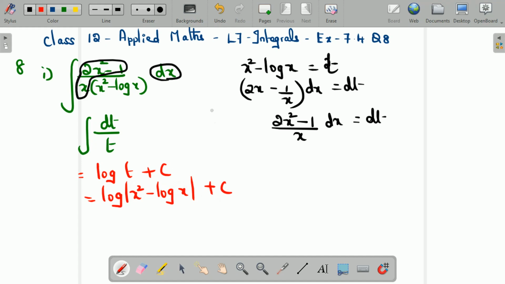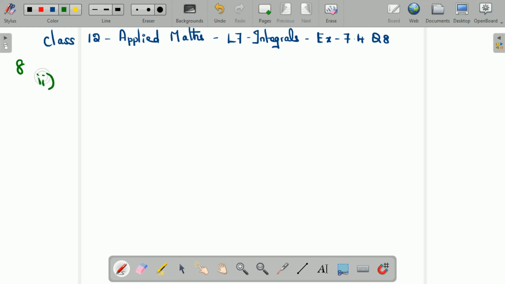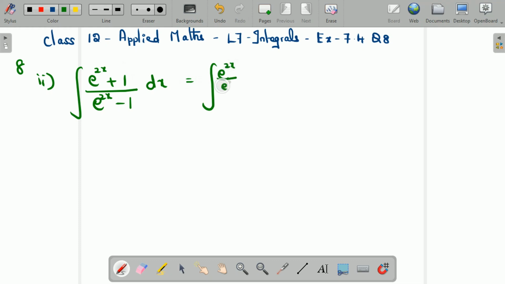Now let's take up the second subdivision. In the second subdivision, it is integral of (e power 2x plus 1) divided by (e power 2x minus 1) dx. Before applying integration, I'm going to divide every term by e power x. So the integration will modify as e power 2x divided by e power x plus 1 divided by e power x, the whole thing over e power 2x by e power x minus 1 by e power x, dx.